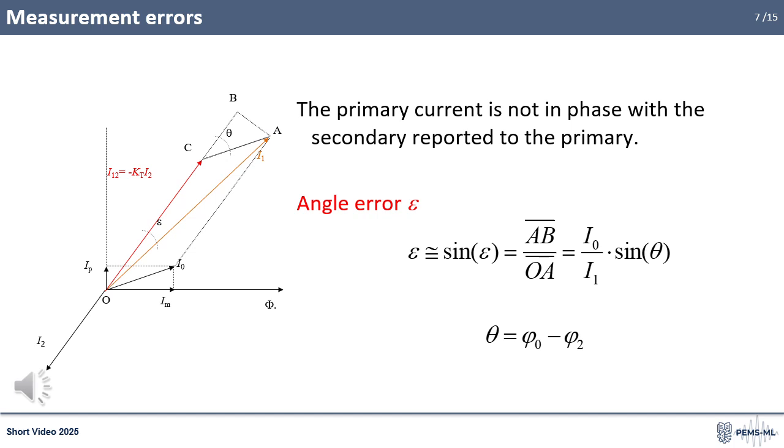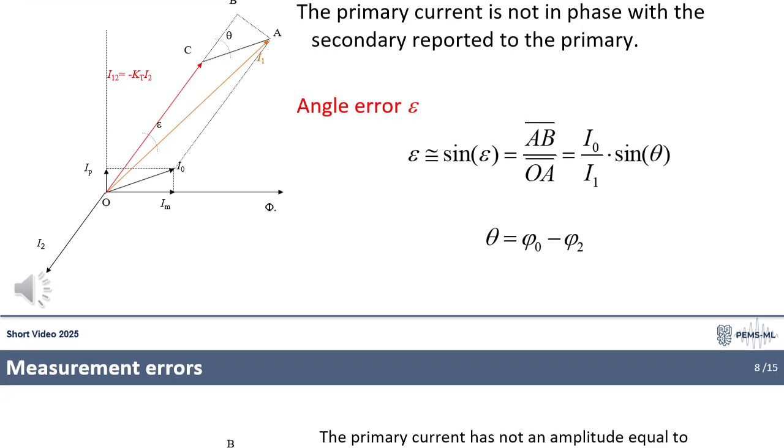Here we can see how measurement errors appear in a real current transformer. The red vector represents the ideal current referred to the primary, I12 equals minus KT times I2, while the orange one is the actual primary current I1. The small angle epsilon between them is called the phase or angle error. It shows that the secondary current isn't perfectly in phase opposition with the primary. This phase shift, together with a slight magnitude difference, leads to ratio and phase errors in CT measurements.